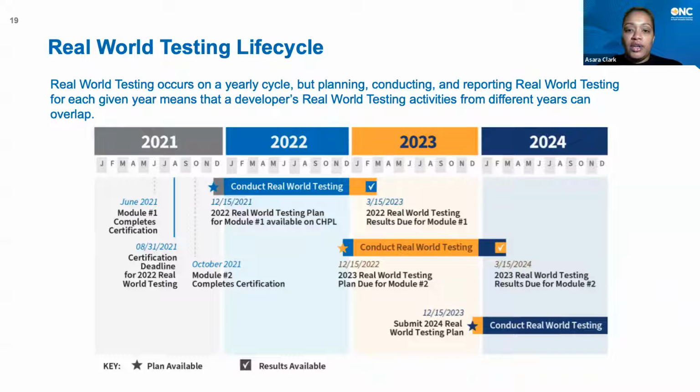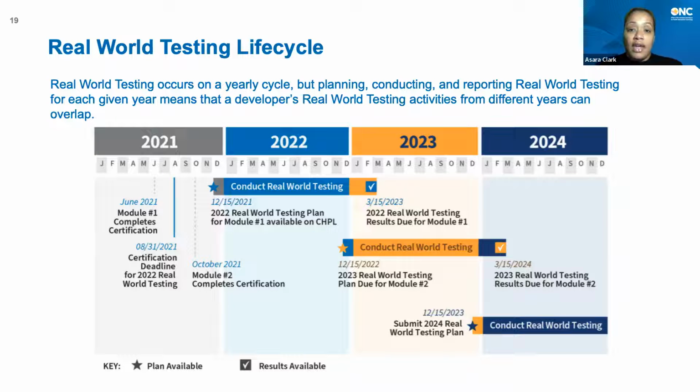And so as an example, if you're a health IT developer on the call, and say you had a health IT module with the applicable real world testing criteria that was certified, that completed certification in June of 2021. The August 31st, 2021 deadline comes around for you to include all the modules that were certified by then in that plan that's being developed for submission that current year, for execution the following year.